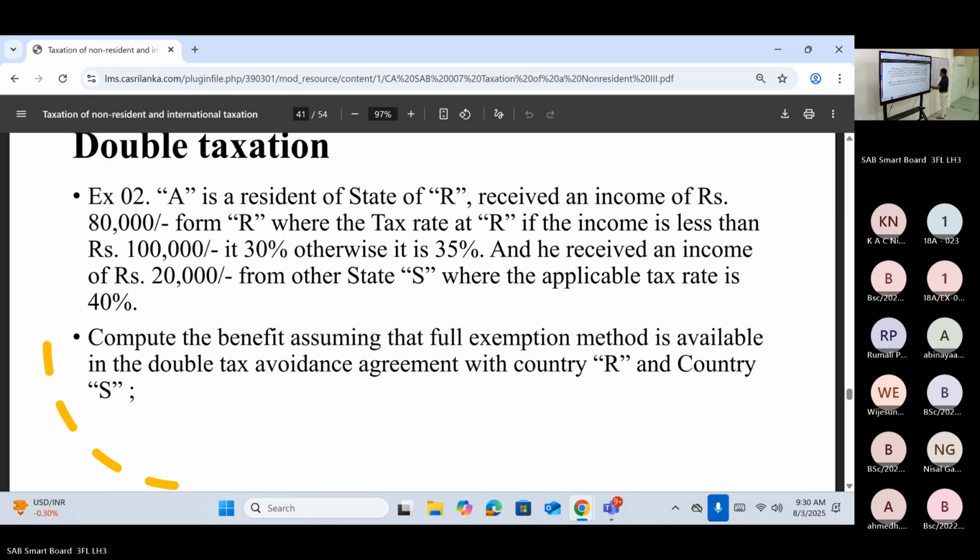That 8,000, 43,000. Whereas because we have DTA, total tax exposure is limited to 32,000. Therefore, saving is 11,000. Right? That is under the full exemption method. So we are not considering income received from the source country when determining the tax liability or the tax rate in the resident country. So that is the full exemption method. Right?